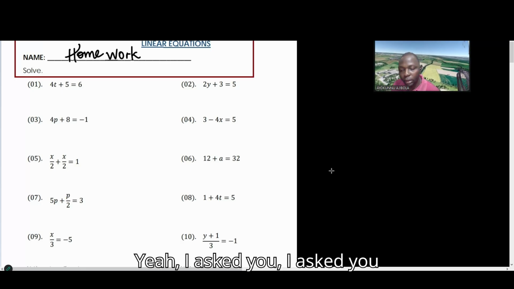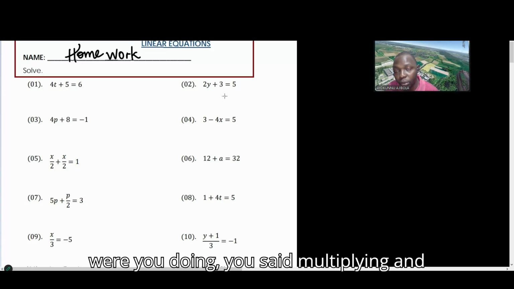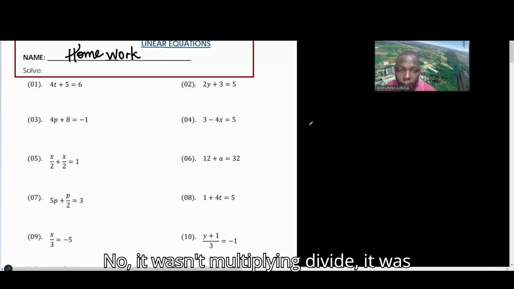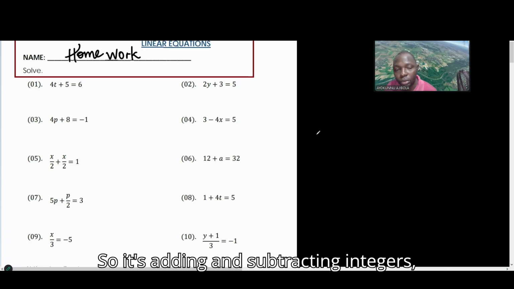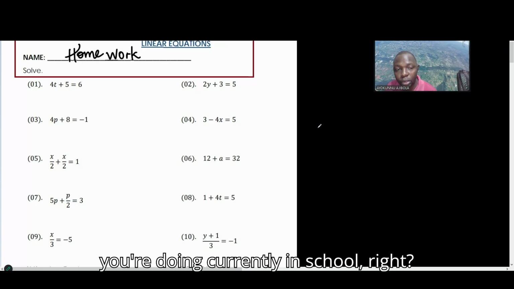I asked you a question just now: which topic were you doing? You said multiplying and dividing integers, right? No, it wasn't multiplying and dividing. It was adding and subtracting integers. So it's adding and subtracting integers, right? That you're doing currently in school, right?